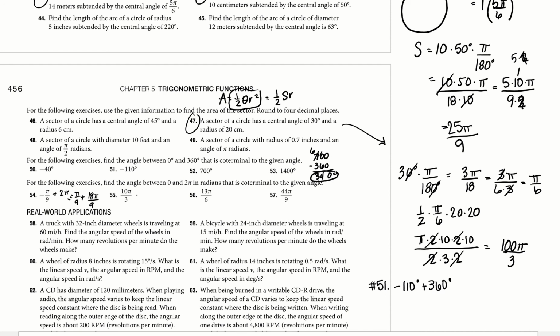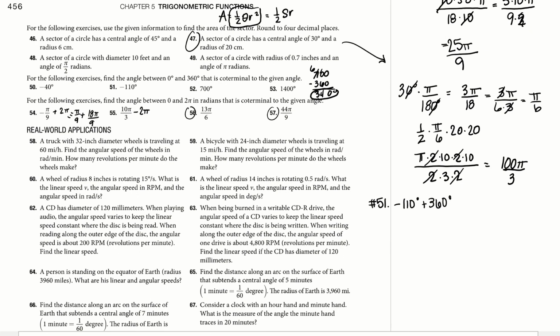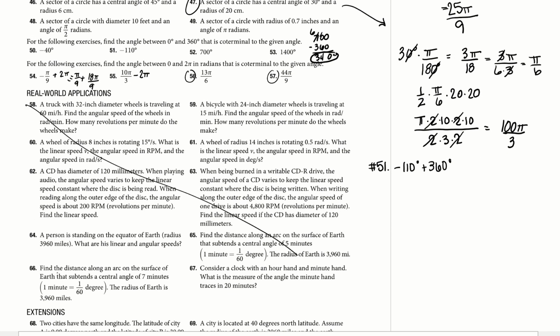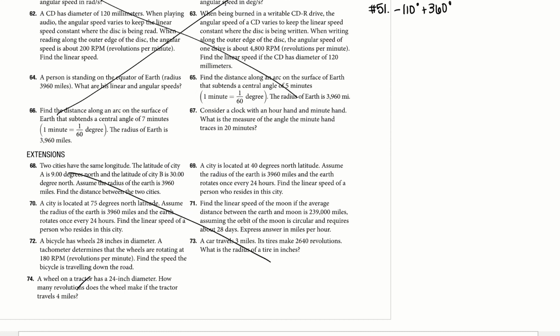10 pi over 3, that's greater than 2 pi. So we'll have to subtract 2 pi to give us something. 57 and 56, those would also involve subtracting 2 pi. Don't worry about any of these problems. We're not going to practice them.